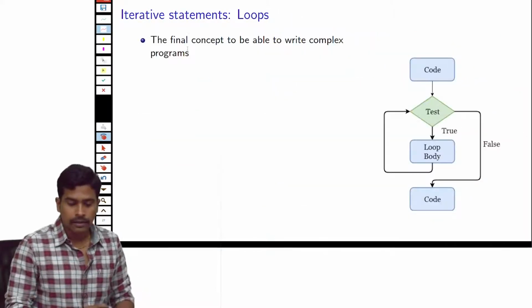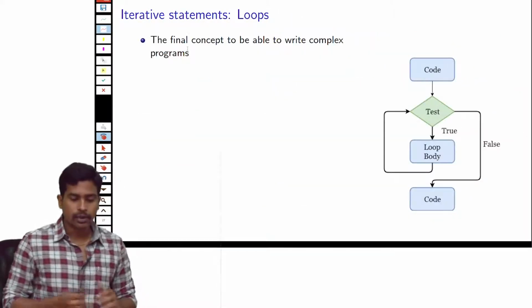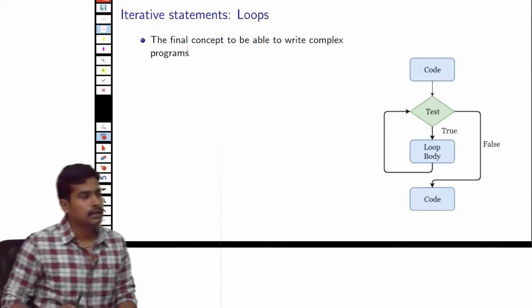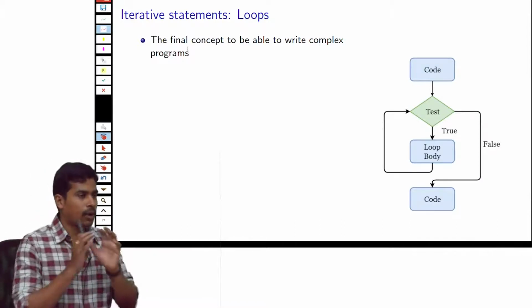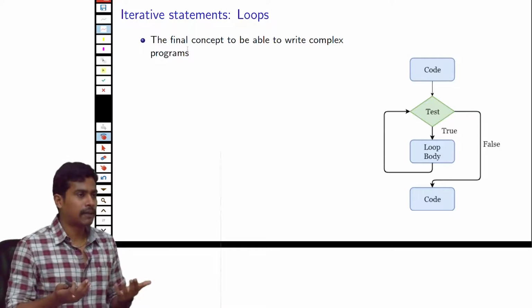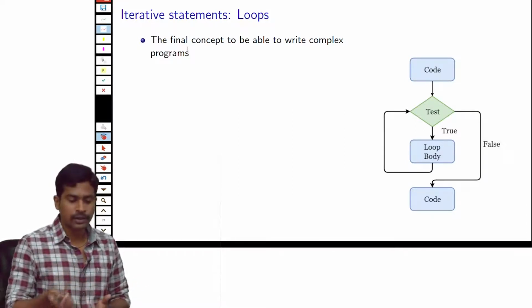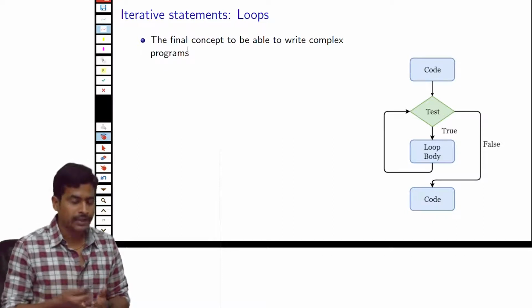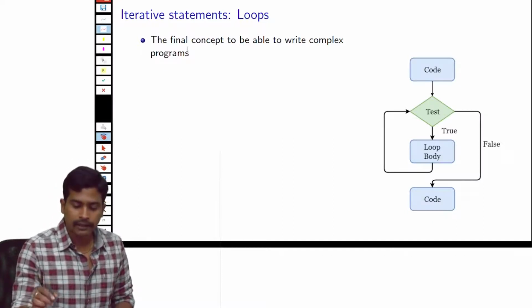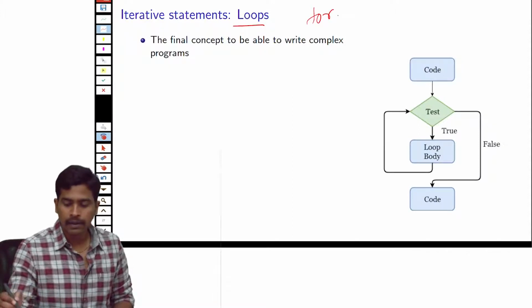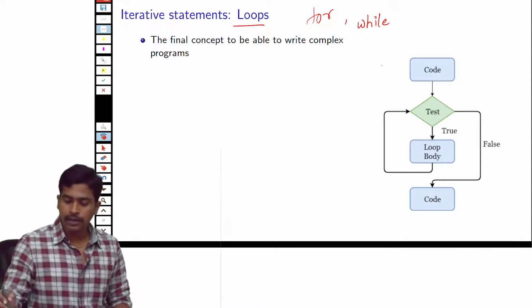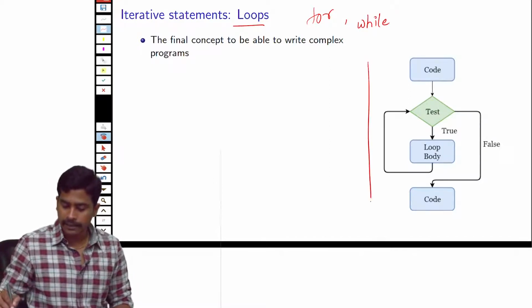Okay. So now let's go to iterative statements. As I said before, if you have a block of code that you want to run multiple number of times, instead of copying the same code so many number of times, you can use these iterative or looping statements. In Python we have two different types of loop statements. One is the for loop, and the other one is the while loop.